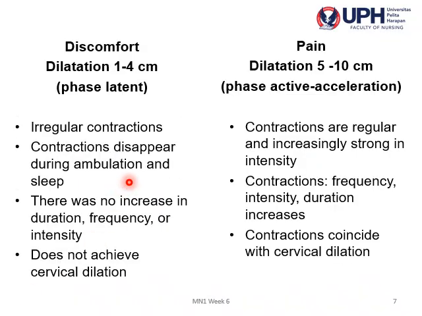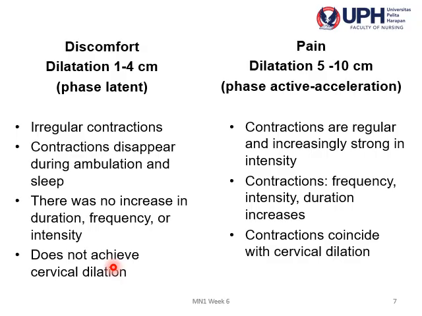Now, we learned that there are 2 types of dilatation. First we have the discomfort dilatation. It begins at the first to the fourth centimeter of dilation. This is called the latent phase, and we have irregular contractions. The contractions disappear with ambulation, movement, and sleep, and there is no increase in duration, frequency, or intensity of the contraction. At this time, the cervical dilatation happens very slowly.